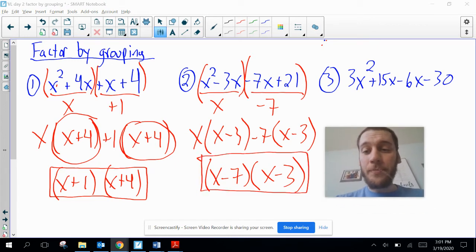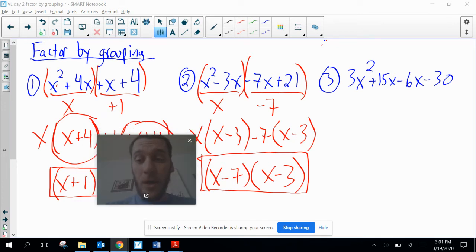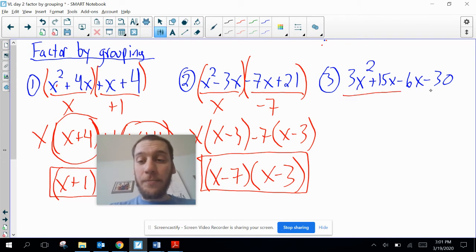Number 3, it's in the right order. We got the x squared, then the x's, then the number. There's not a GCF between all three of them. Just kidding. There is a GCF. They're all divisible by 3. So I got to divide them all by 3 at first.